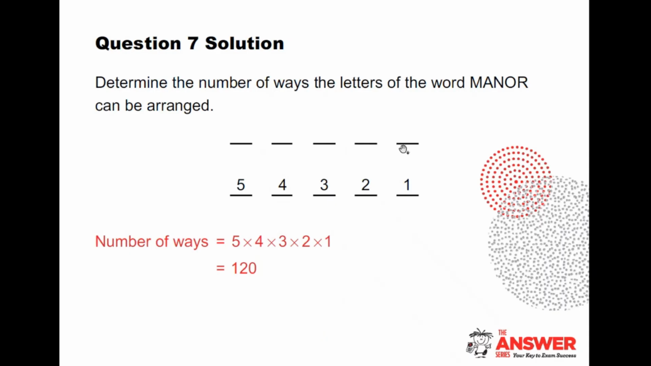How many letters can go in the first slot? 5. It could be M or A or N or O or R. Now, I don't need to say anything about repeating or not repeating because you've been given 5 letters. Once I've used a letter in that first slot, I can't use it again. So how many letters are possible in the second slot? 4. And then 3 and 2 and 1. And it's 5 times 4 times 3 times 2 times 1, which is the same as 5 factorial. Use a calculator if you're not sure, and you get 120 for that.